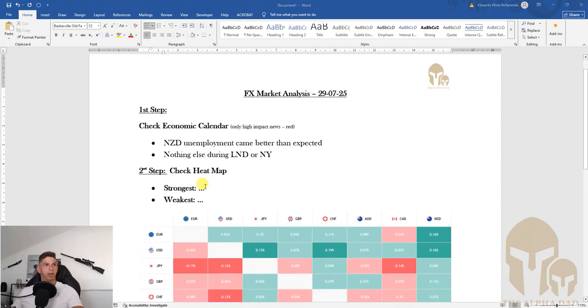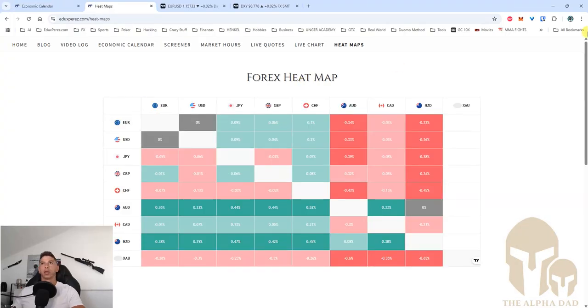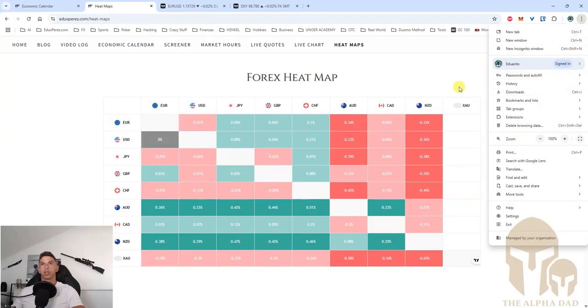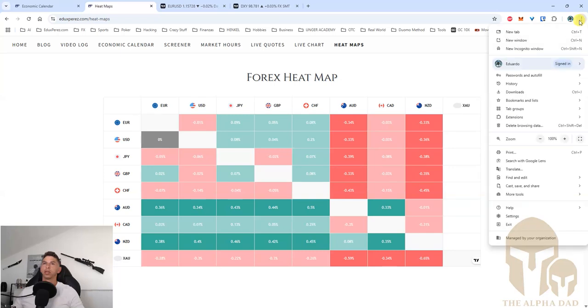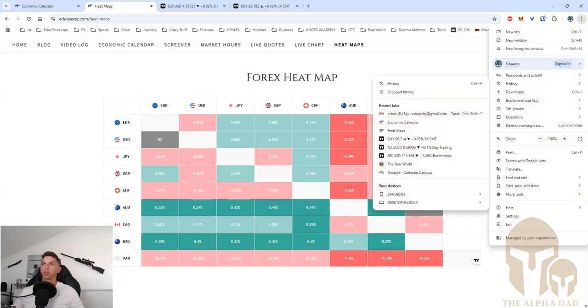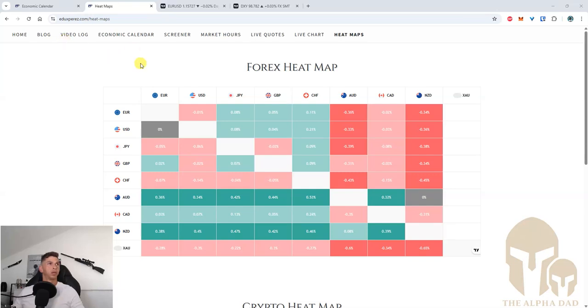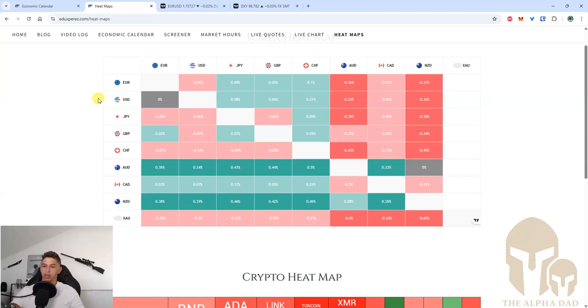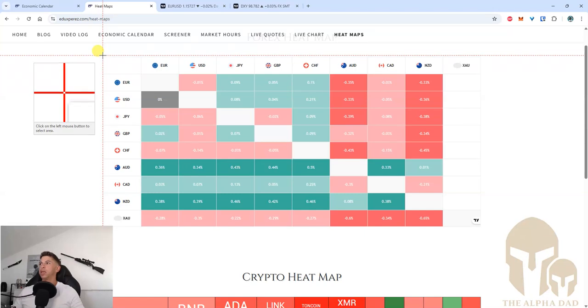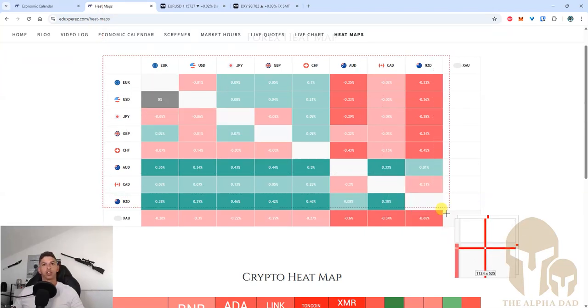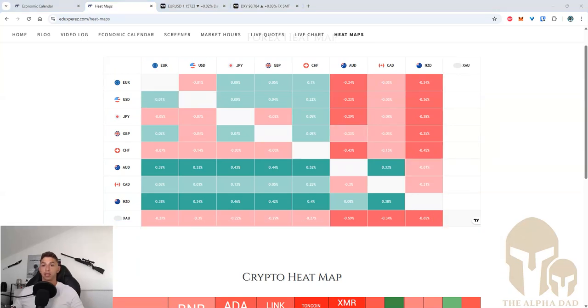All right. Now let's go to the heat map. What can you see, guys, here? What can you see? Yes, exactly. NCD strong, supported by fundamentals. That's a very good observation.